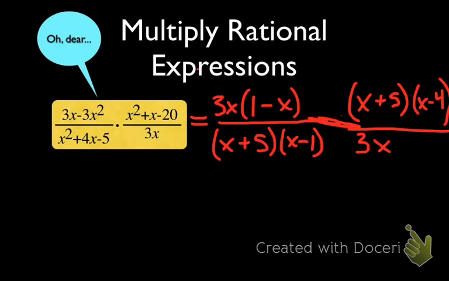Okay, now let's go through and cancel stuff. First, I'll deal with the 3x. It looks like I've got a 3x on top as a factor and a 3x on the bottom. It's all being multiplied, so the 3x's will go away. Now, I go to the 1 minus x divided by the x minus 1. I'm going to skip it and come back. I've got an x plus 5 and an x plus 5, so I think I can cancel those.